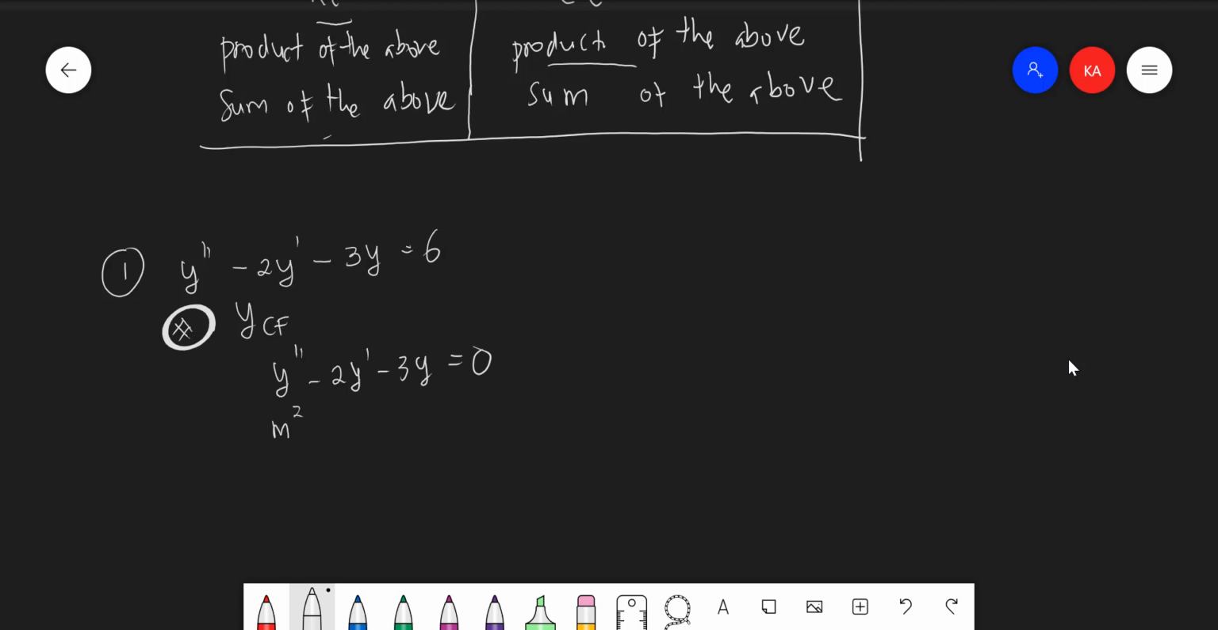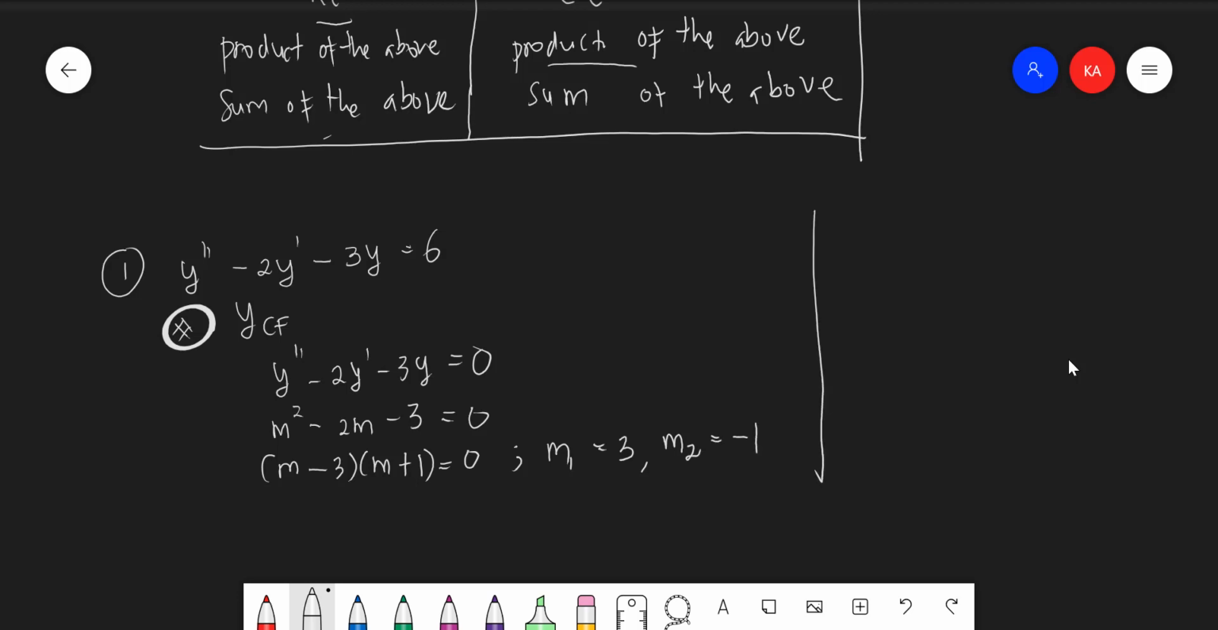So we get m squared minus 2m minus 3 is equal to 0. So (m minus 3)(m plus 1) is equal to 0, and we get m1 equal to 3 and m2 equal to minus 1. We have different roots here, m1 and m2. So the general solution is y_CF equals A e to the m1 x plus B e to the m2 x, like I explained before. So the complementary function is A e to the 3x plus B e to the minus x.